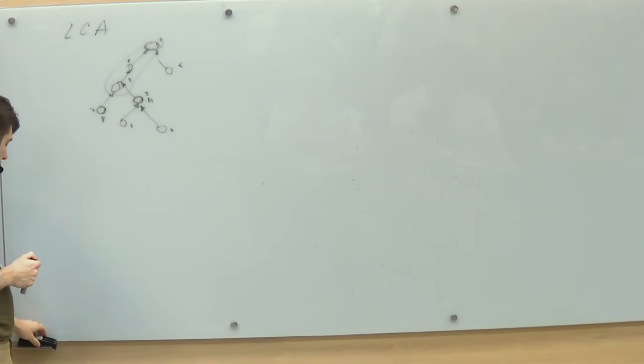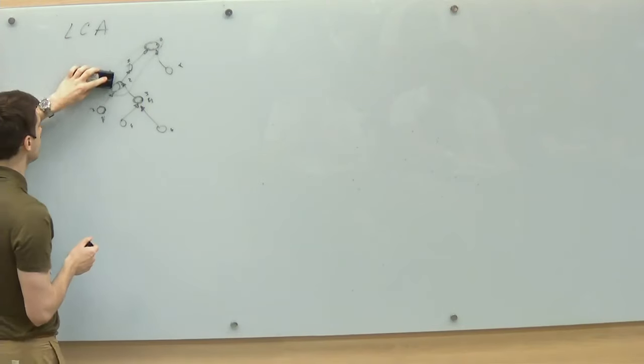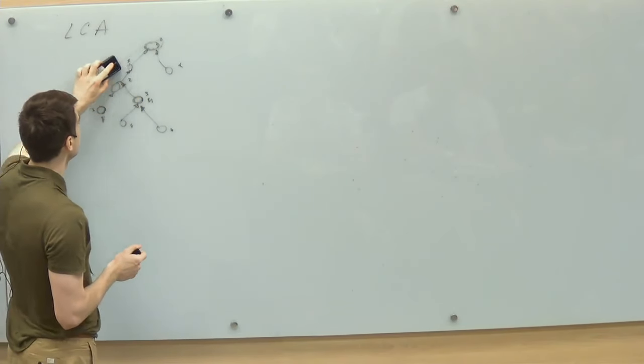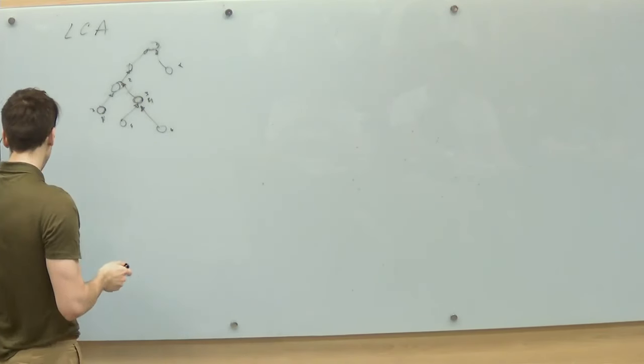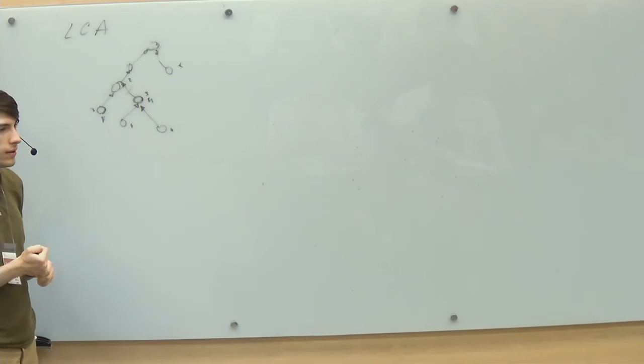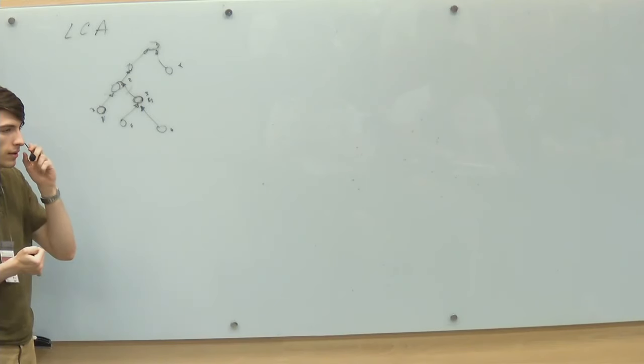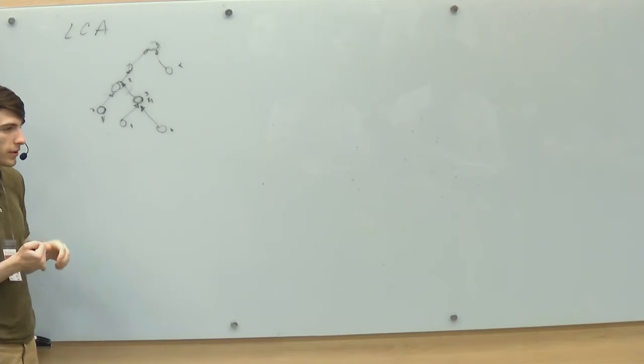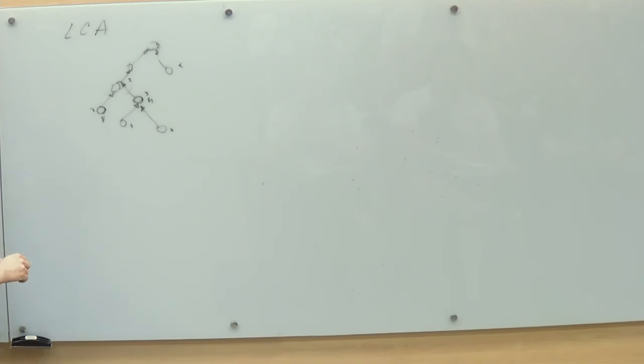So how can we find this common ancestor? For example, we can find all the ancestors of one vertex and of the other one and merge those sets. Yes? Could you please speak with the microphone closer to your mouth so the sound is better? Like this? Yes. Okay, sorry.